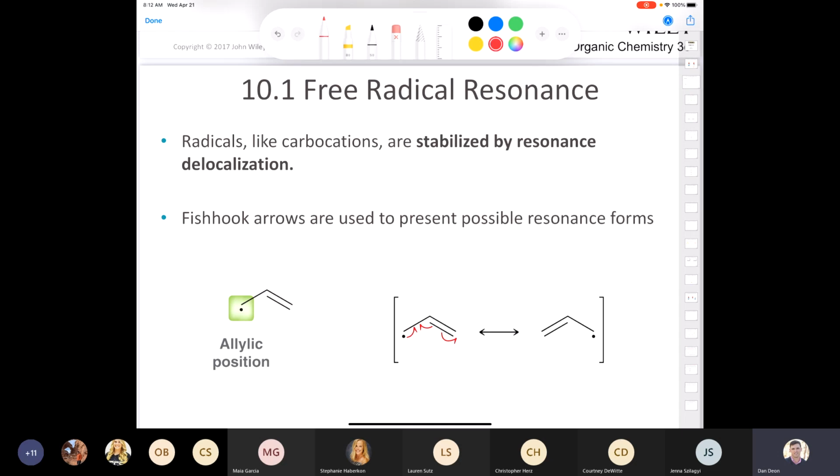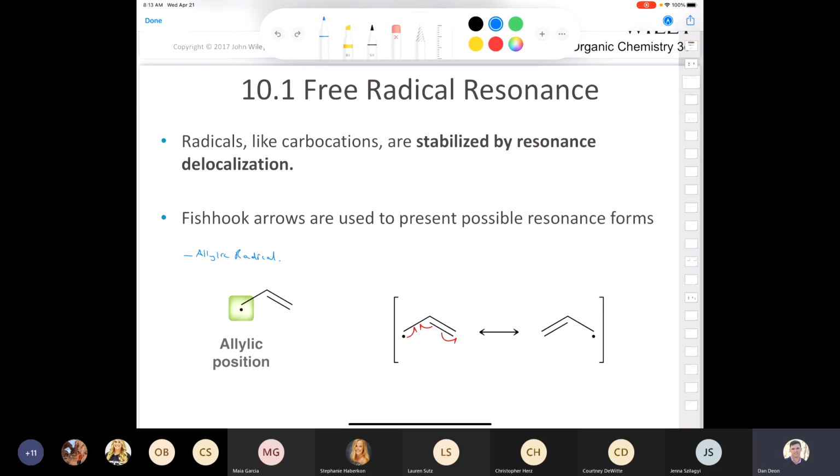So if we take a look at this allylic radical, so this is a radical at the allylic position. I'll just call this an allylic radical if I just wanted to describe this to somebody, right? We have our allylic carbon here, and it's got an unpaired electron on it. Well, we can use fishhook arrows to show the resonance forms. We have our resonance arrow here, and so we have 3 fishhook arrows that show the delocalization of that unpaired electron between this carbon and this carbon over here.